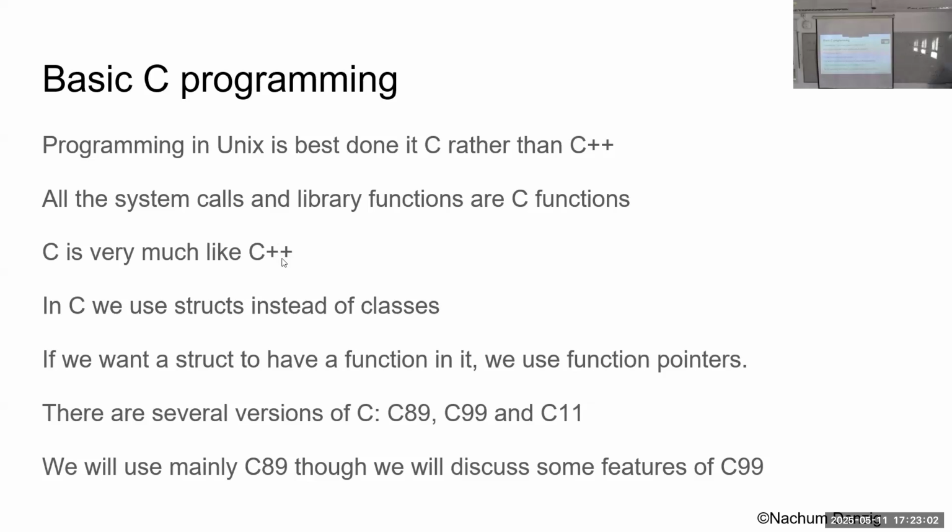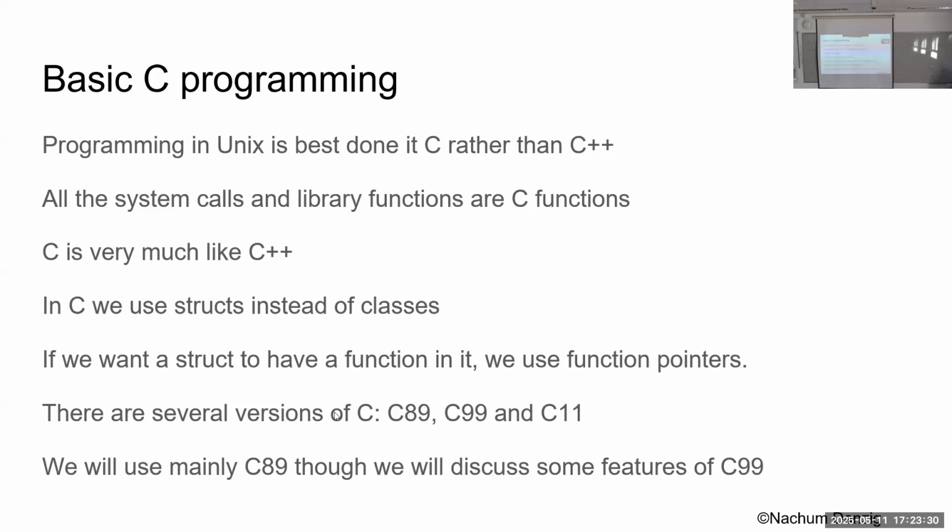C is very much like C++. In C, we use structs instead of classes. In other words, we don't have classes, we have structs. I don't know if you learned about structs. Did you learn about structs? Yes. So structs in C do not have functions inside of them. They only have data. If we want a struct to have a function in it, we will use something called a function pointer.